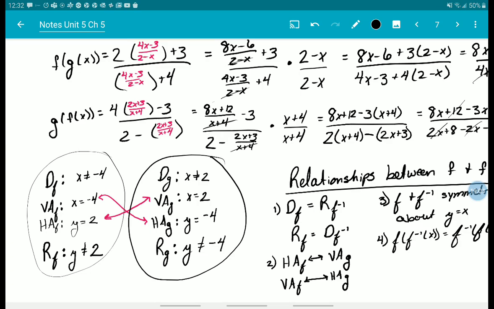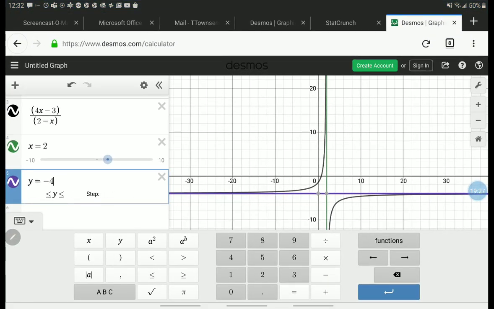And what we're really trying to do, what I'm trying to get you to see, are all these relationships, how those asymptotes flip from f to g, or f to f inverse. I'm going to use that f inverse notation here, just so I'm consistent. I want you to see that symmetry about the line y equals x, and I want you to see how that domain and range is changing.